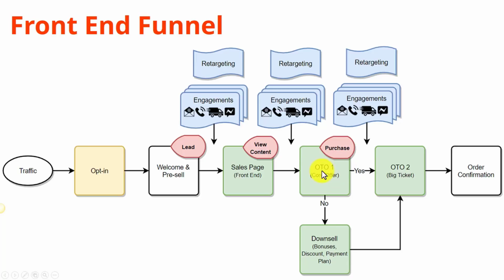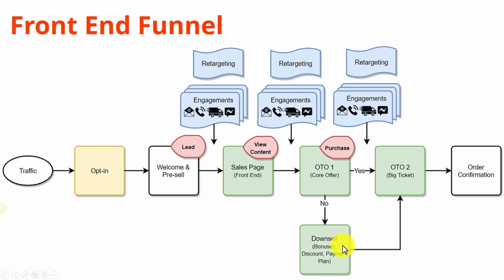And if they click no, well, then their card won't be charged, but they'll be presented a downsell. And you usually use a downsell to try and sell OTO number 1 again. And you do this by incentivizing it with either bonuses, maybe you apply a discount, or maybe you break it up into a payment plan. So instead of spending $300 right here, they're only going to spend 3 payments of $100. And that might be more enticing for people to take you up on the offer.